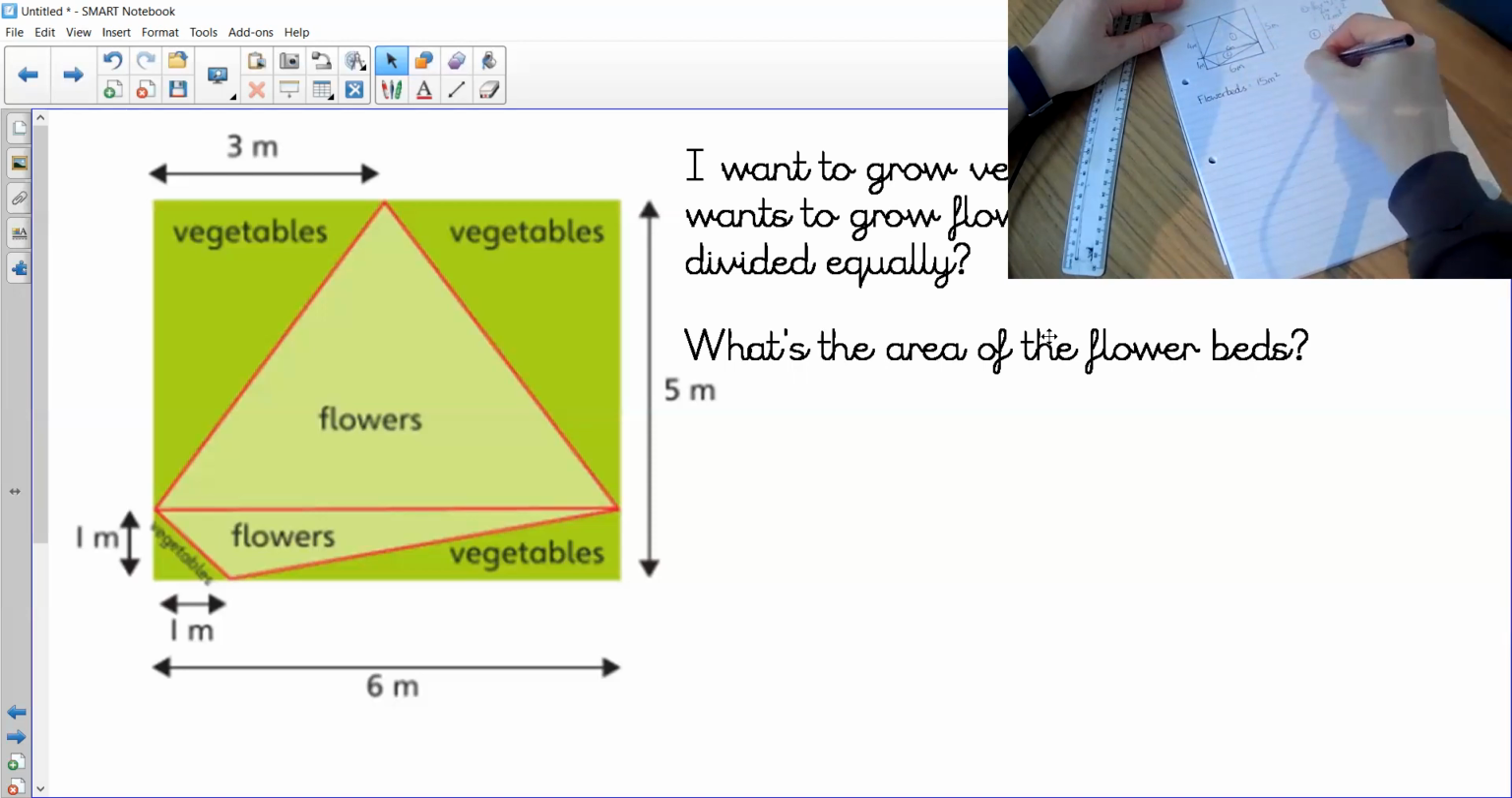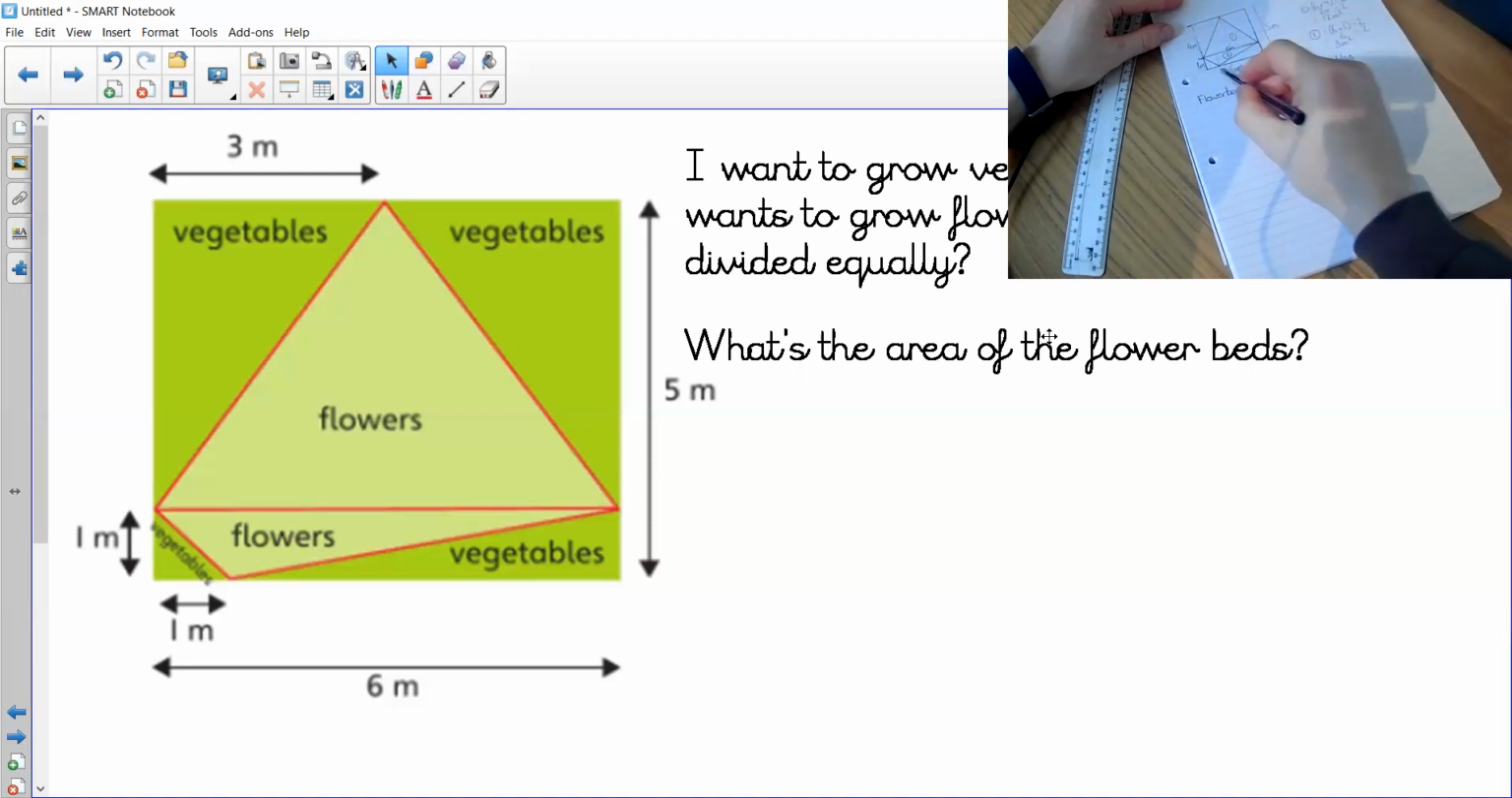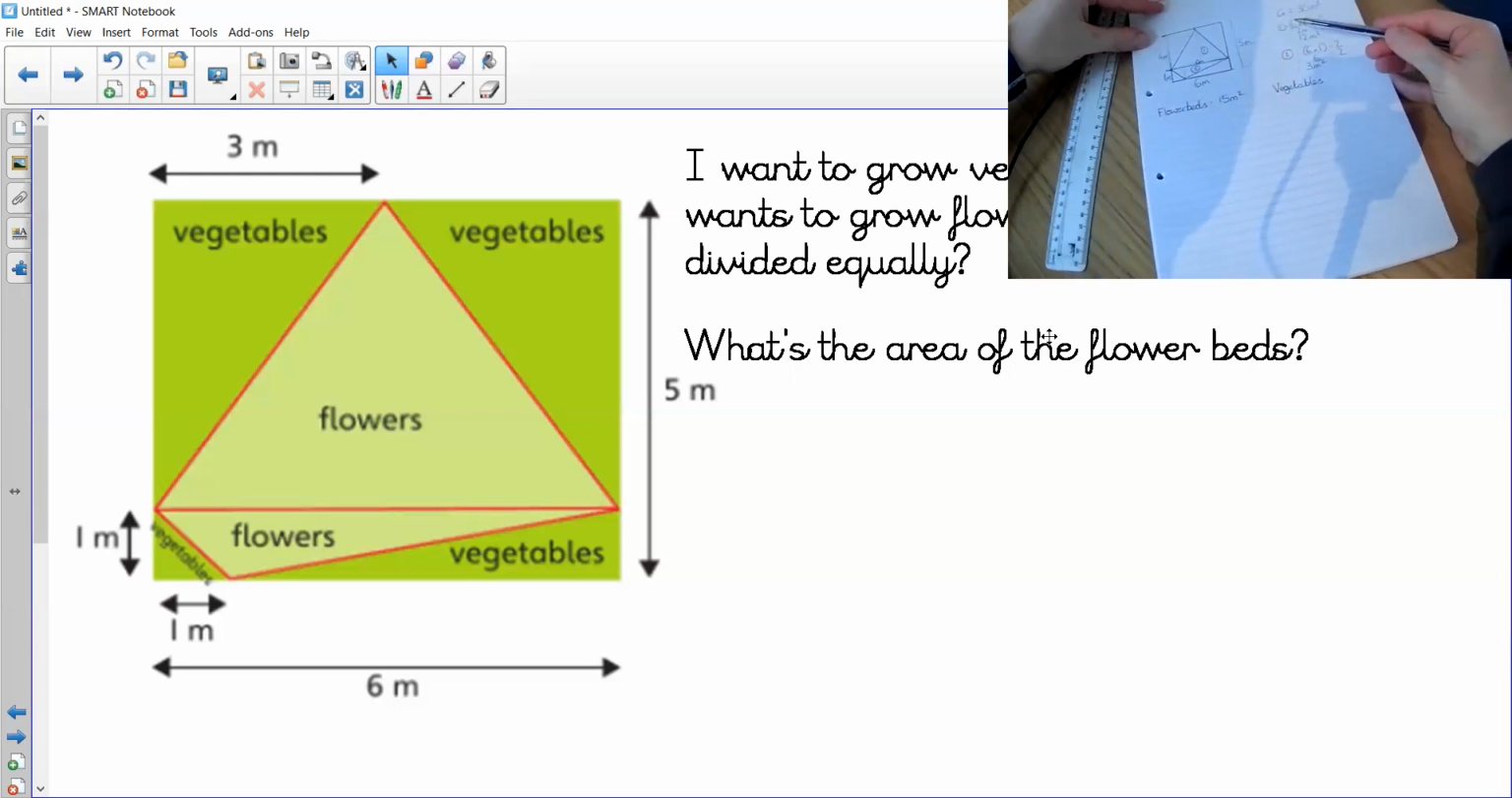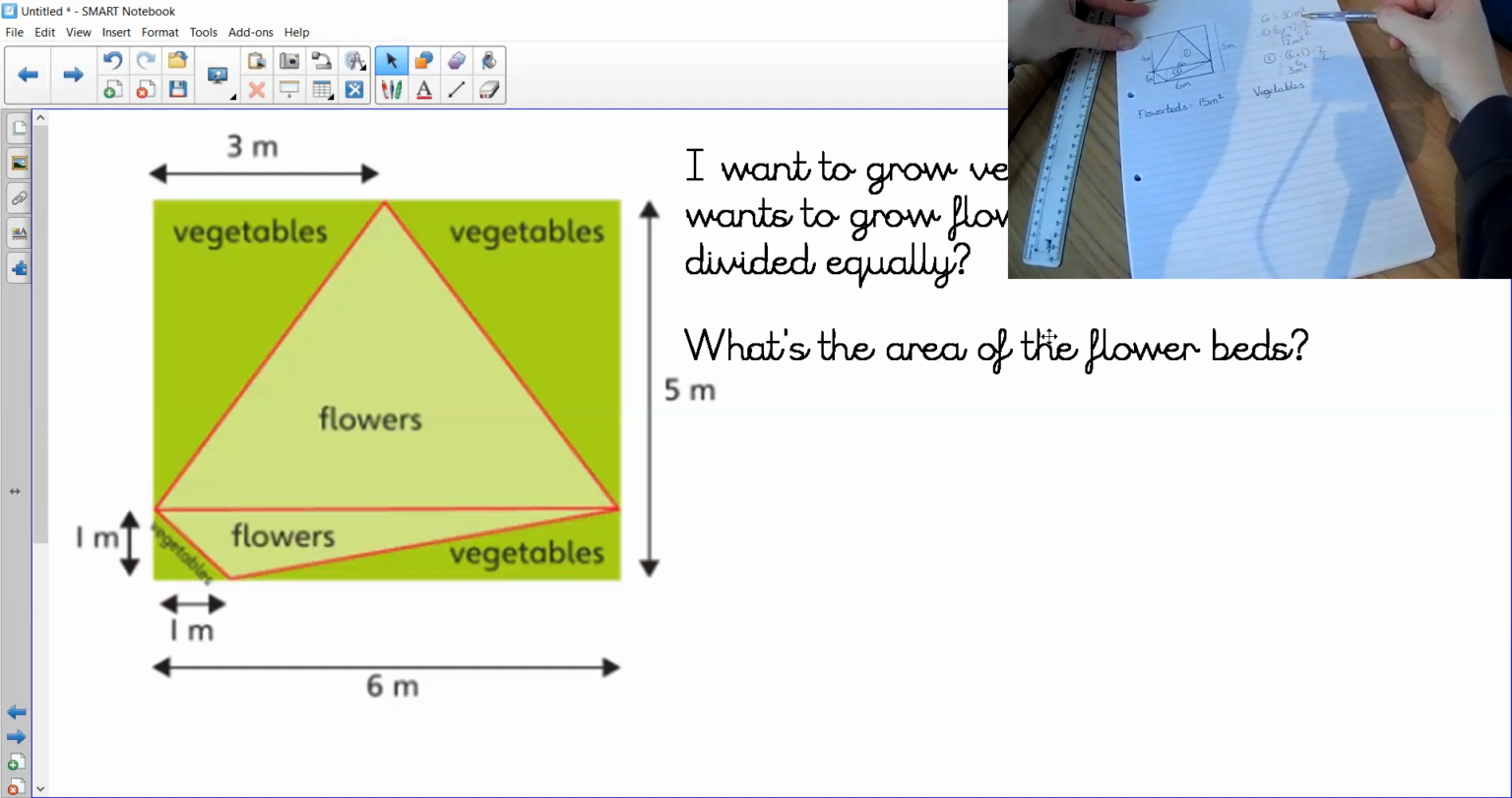So what's the vegetables going to be then? Well, right at the start, you worked out how much the whole thing was, didn't you? You worked out the whole thing was 30 meters squared up here. 30 meters squared. But I now know that part of it is 15 meters squared, which is flower beds. Well, how do I work out what's left? Well, I just take that off. Now, some of you won't need to take that off, because you'll realise, actually, if I did 30 take away 15, I'd end up with 15 again, straight away. So both the vegetables and the flower beds have been given 15 meters squared space in this little garden.